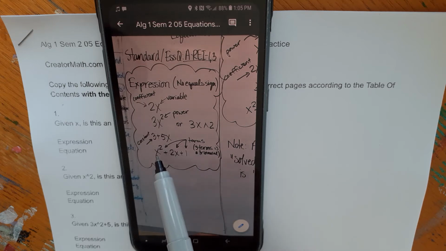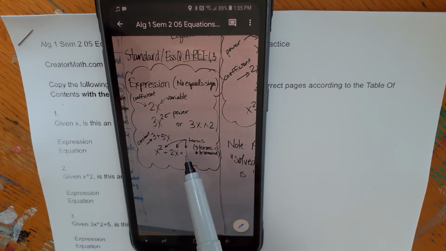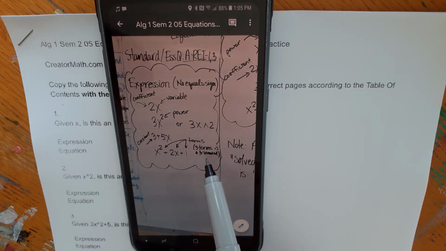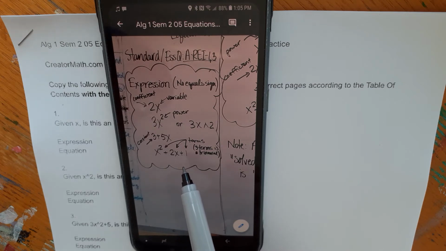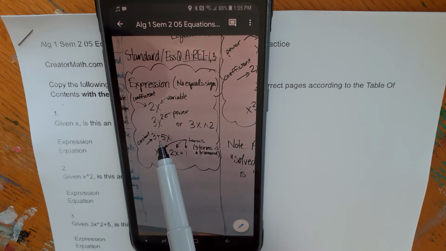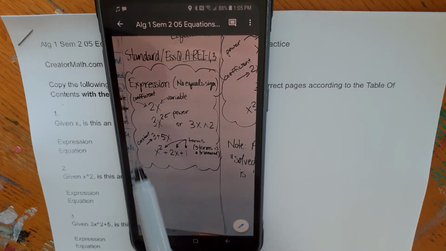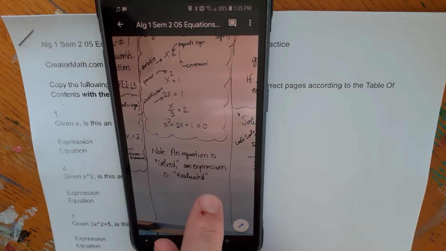These are called terms. X squared plus 2x plus 1 would be 1, 2, 3 terms. 3 terms is a trinomial. Tri means 3, nomial means terms, practically speaking. Okay, so this would be a trinomial. This would be a binomial because there's 2 terms. This would be a monomial because there's 1 term. All right, let's see what else we got.